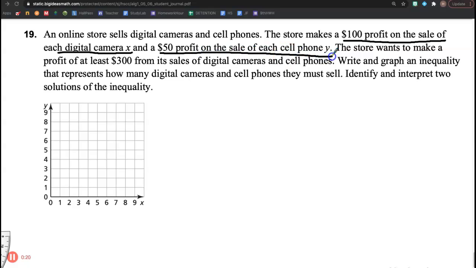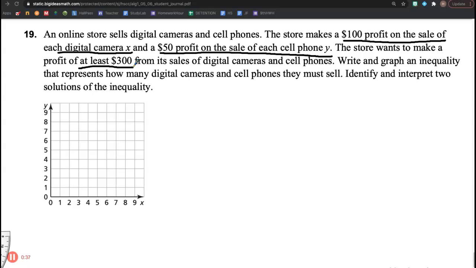A store wants to make a profit of at least $300 in sales of digital cameras and cell phones. Write and graph the inequality that represents how many digital cameras and cell phones they must sell. Identify and interpret two solutions. Okay, so there's a lot to this one, so you have to make sure that you answer all of them.